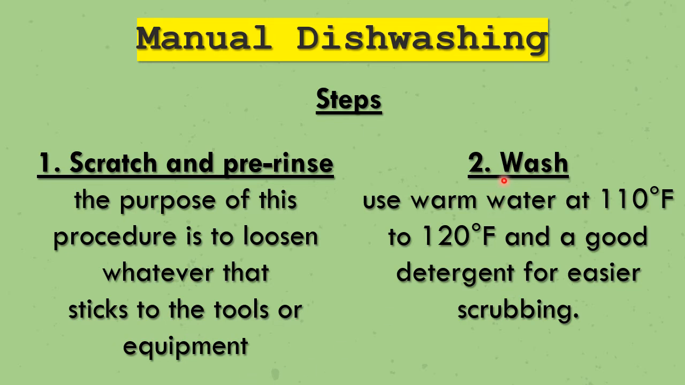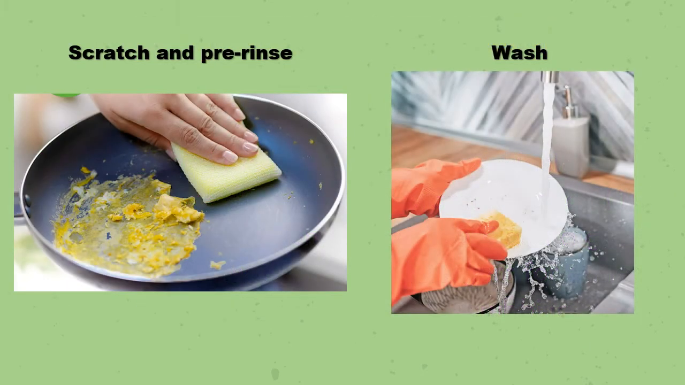Number 2, wash. We have to use warm water at 110 degrees Fahrenheit to 120 degrees Fahrenheit and a good detergent for easier scrubbing. Okay, so as you can see on this image, it shows the number 1 step and the number 2 step, which is the scrape and pre-rinse, and the number 2 is wash.